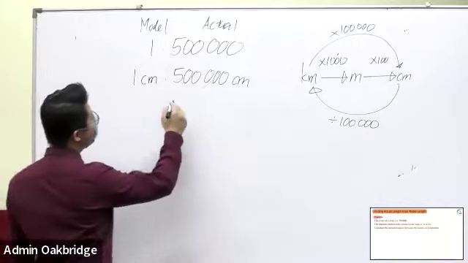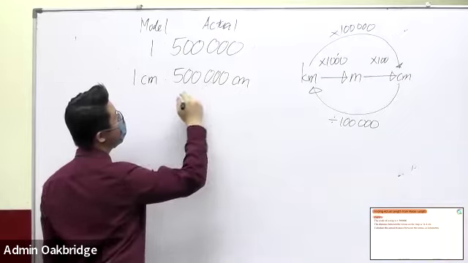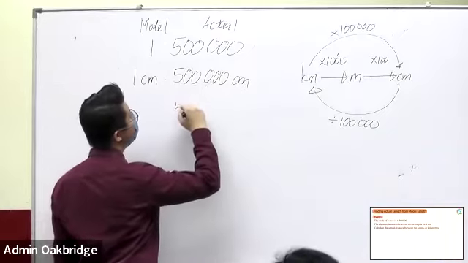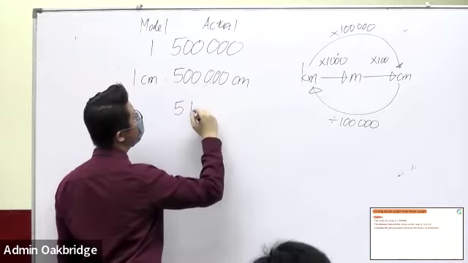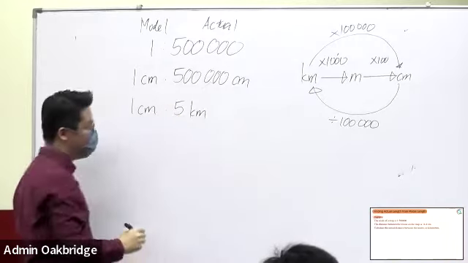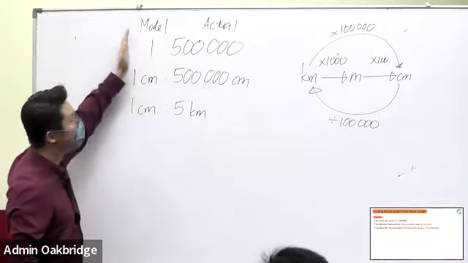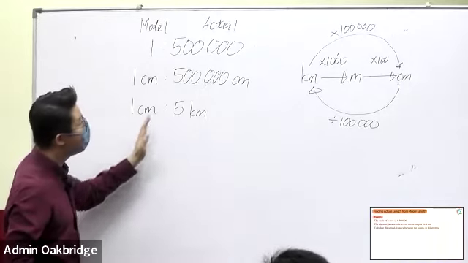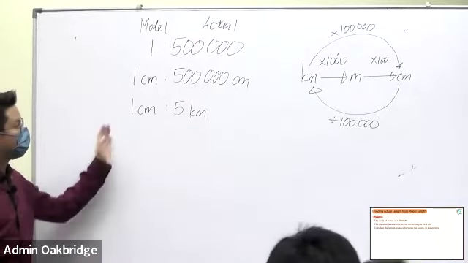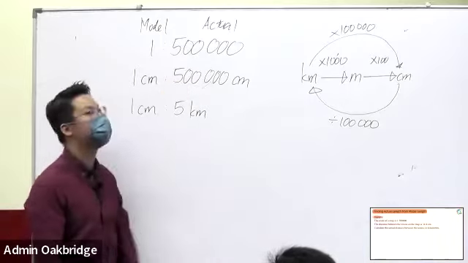So you convert this. Divide 500,000 by 100,000, you have what? 5, right? Now you convert this cm to km. Now you know the relationship between the cm and km already, right? So 1 cm in the model actually represents 5 km in the actual one. Understand this relationship: 1 cm in the model means 5 km in the actual one.